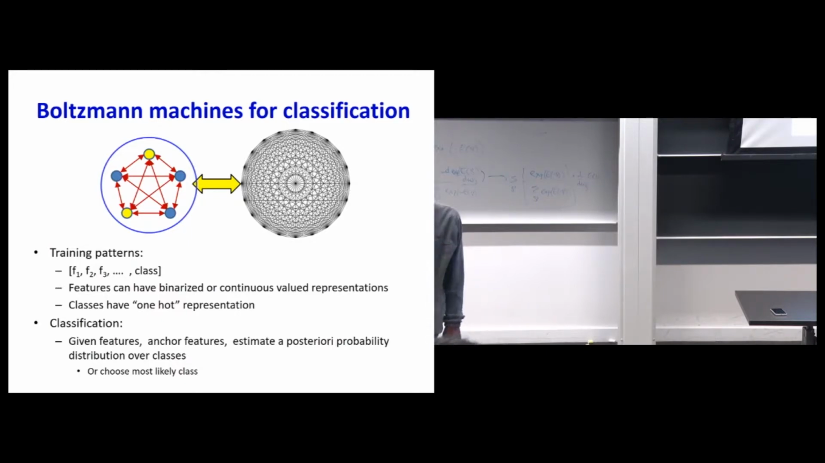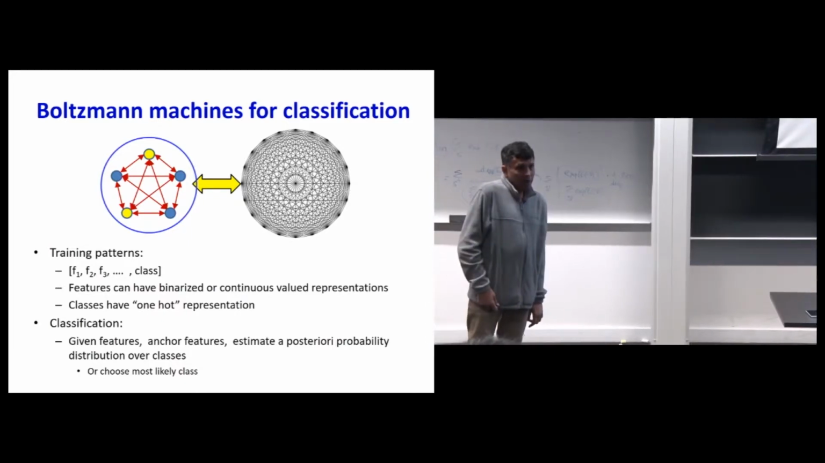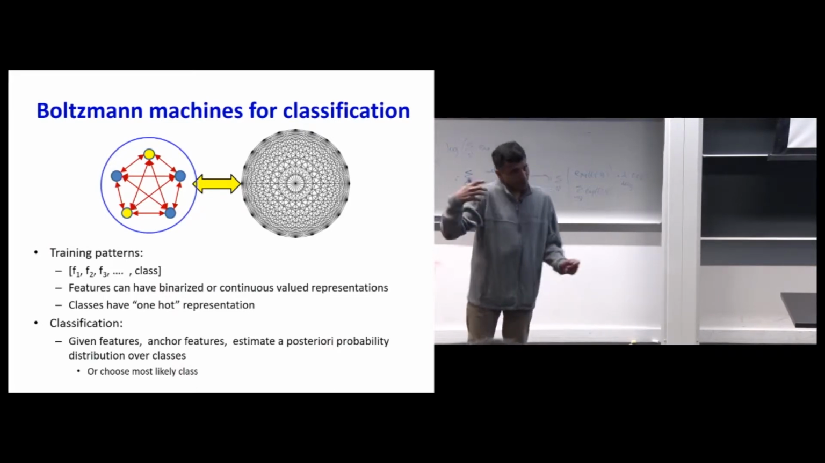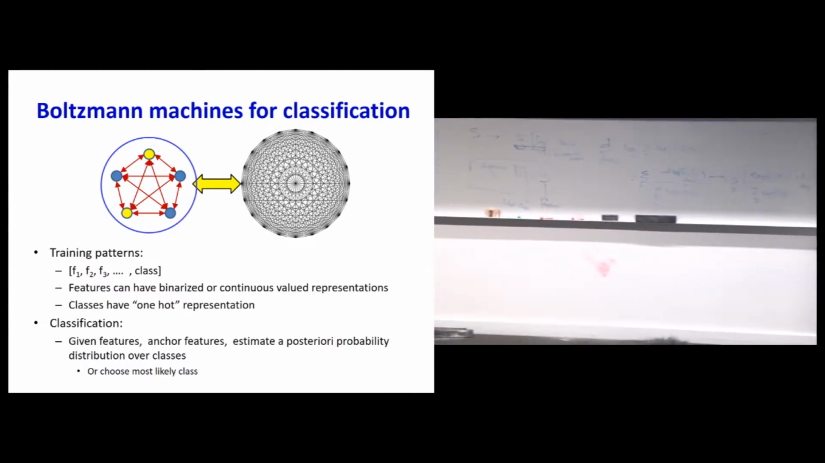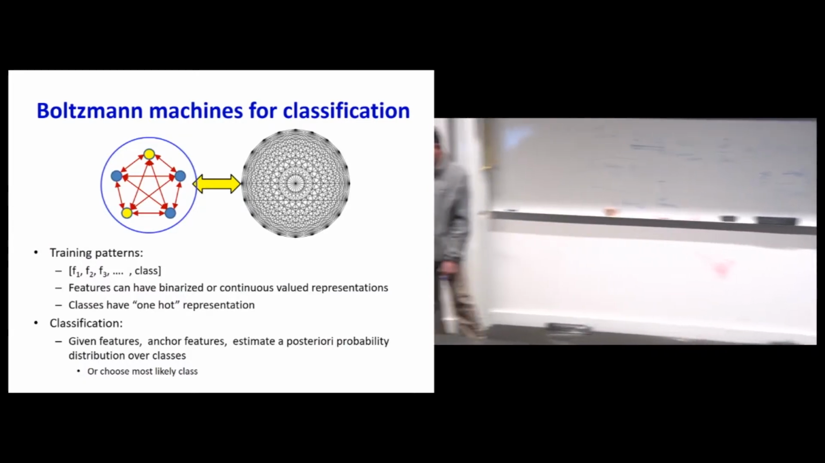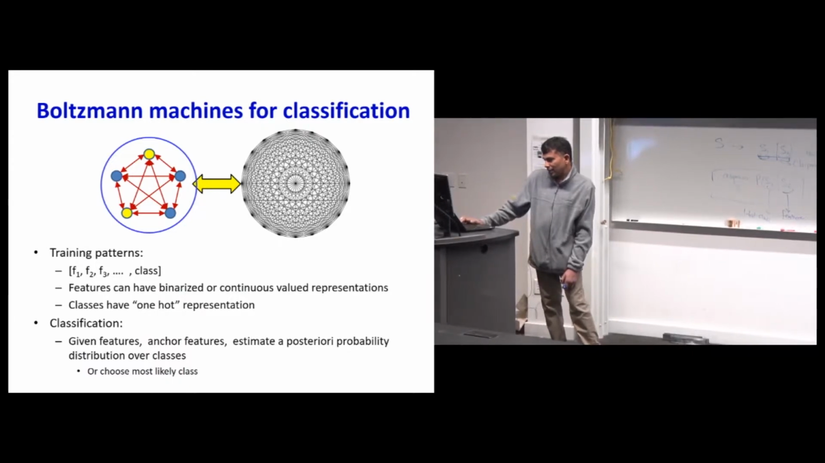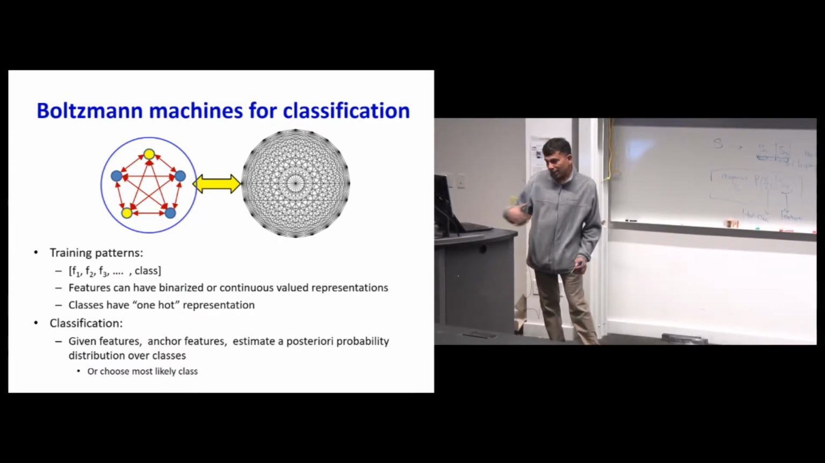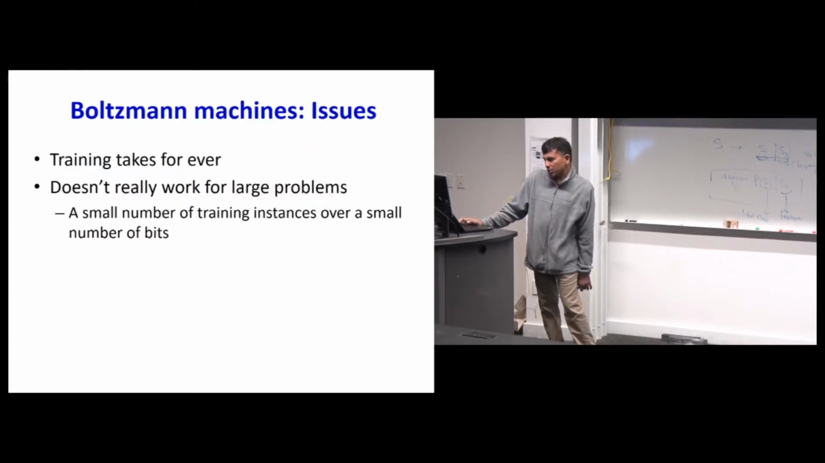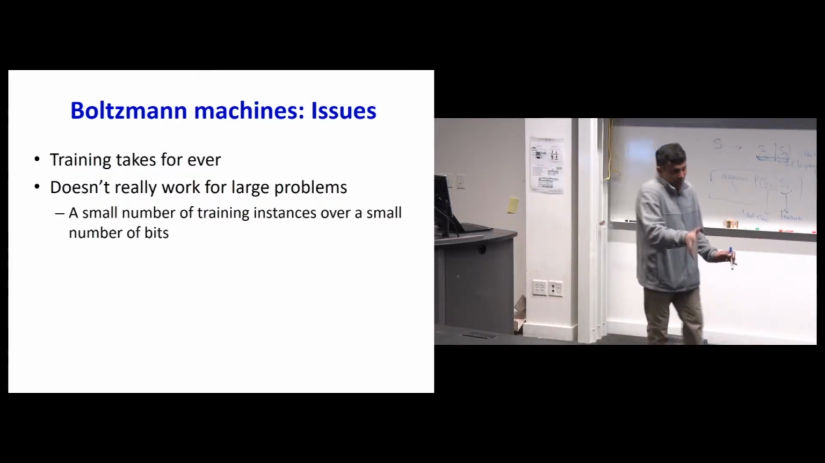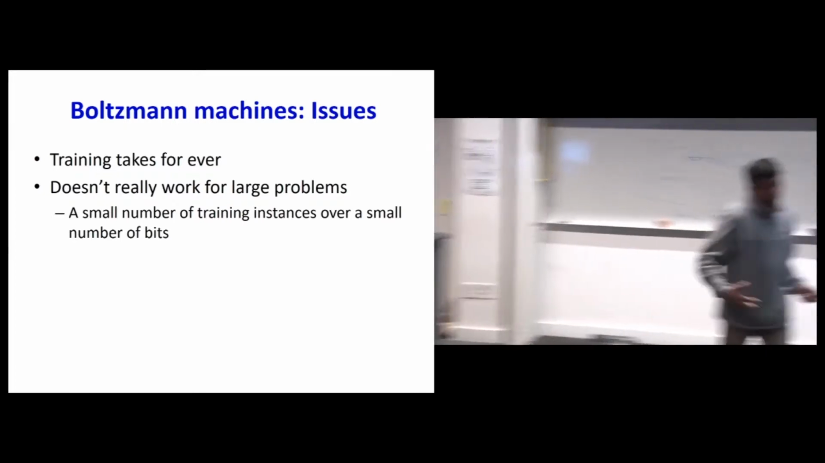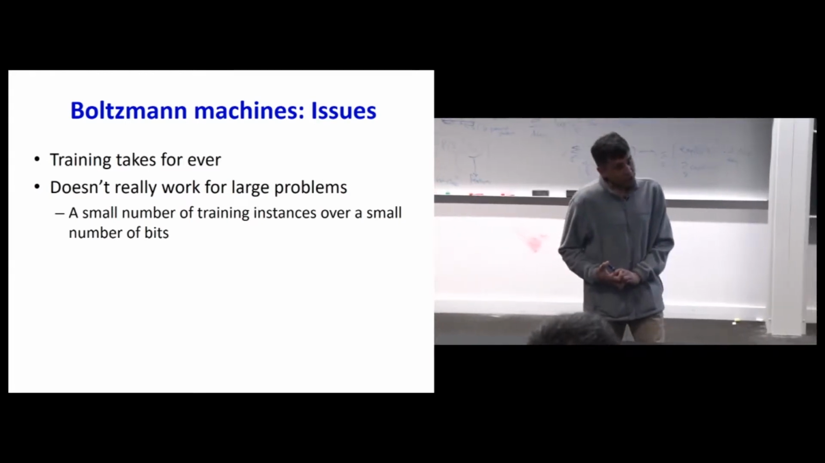So we initialize the class portion randomly? Yeah. And then let the whole thing evolve, right? And you would repeat this many times just to get a very robust estimate. So basically, given features, you anchor the features, estimate the a posteriori probability of the classes over many runs, and choose the most likely class. So this very simple idea ends up looking very powerful when you begin thinking of how you can actually use it.